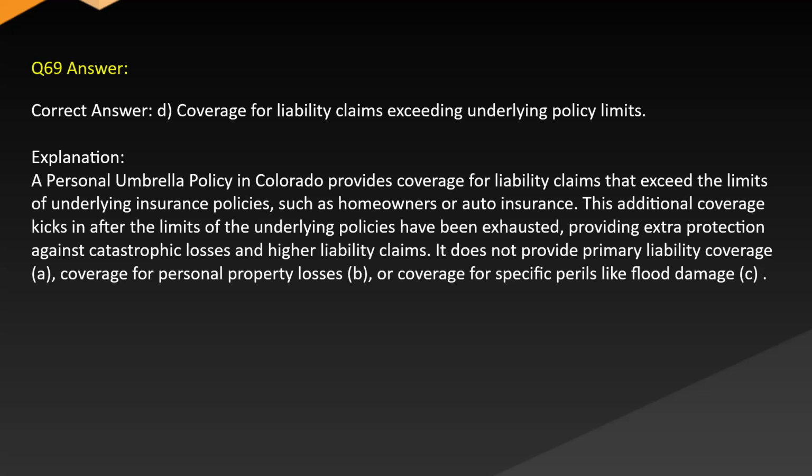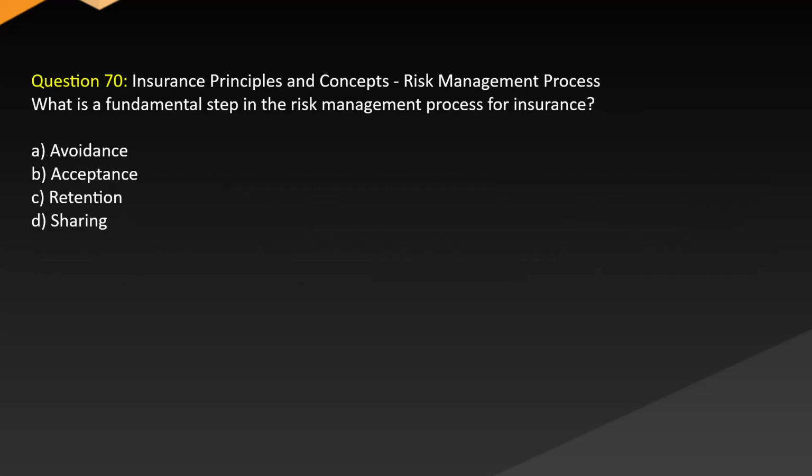Explanation: A personal umbrella policy in Colorado provides coverage for liability claims that exceed the limits of underlying insurance policies, such as homeowners or auto insurance. This additional coverage kicks in after the limits of the underlying policies have been exhausted, providing extra protection against catastrophic losses and higher liability claims. It does not provide primary liability coverage, A, coverage for personal property losses, B, or coverage for specific perils like flood damage, C.